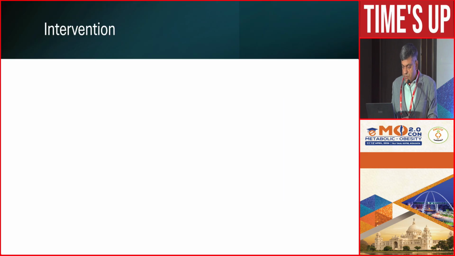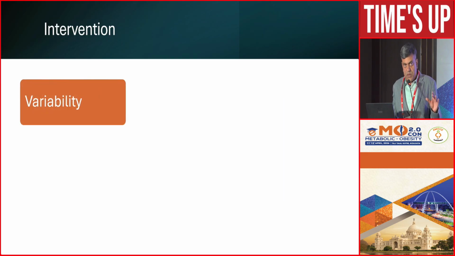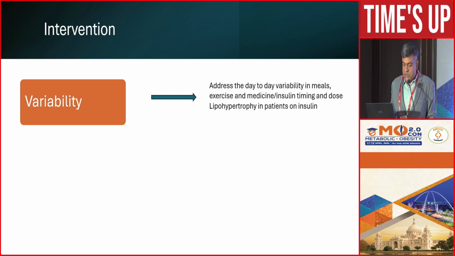So how do you intervene for these patients? First, look at the variability. If the variability, which means day-to-day variability, is very high, we need to advise the patient to address the lifestyle, not to have much variation in the meals that the patient is taking. The medicine should be taken properly. If the patient is on insulin, there might be lipohypertrophy because of which the glucose levels are varying. So those things should be addressed first to minimize the variability.